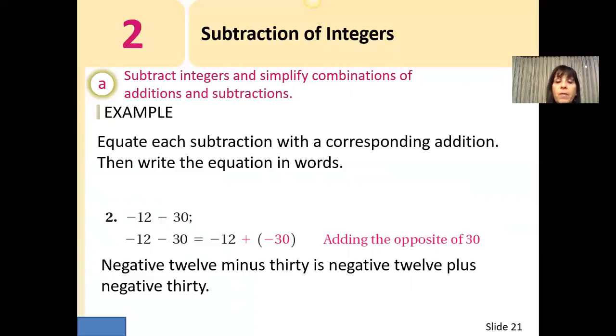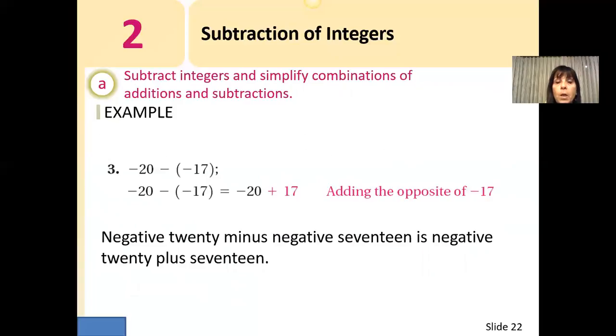Okay, and again, for that problem, if you're adding two negatives, you add the numbers and then keep the sign, so that answer will be a negative 42. All right, here's another example. I have, again, a negative 20 minus a negative 17. So again, I will change the subtraction sign to addition and then change the sign on the negative 17 to its opposite, making it a positive.